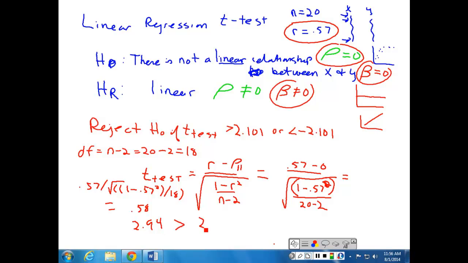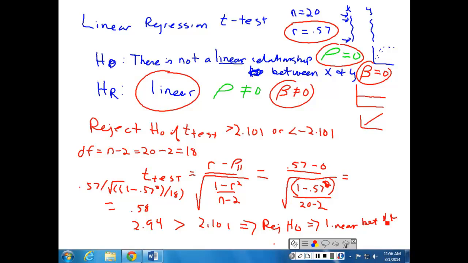2.94 is greater than 2.101. Reject H0. Conclude there is a linear relationship, in this case between X and Y. Of course, if you had advertising and sales, you would put that instead of X and Y. And that's all there is to it.